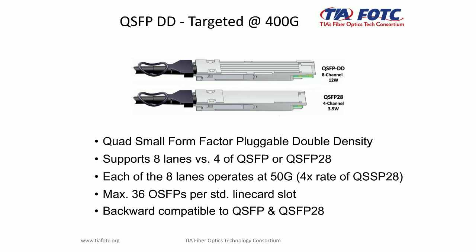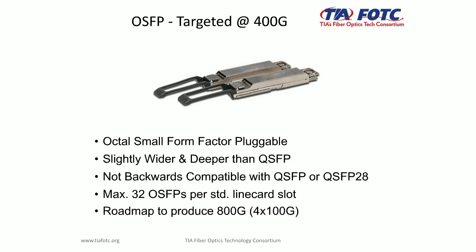This is a very high density solution. Compared to the CFP8 on the last slide, I can get 36 per line card. OSFP, which is another one, is called the octal small form factor pluggable. It's a little bit less dense, it's 32. Both of these, the OSFP and the QSFP double density, have roadmaps with multimode fiber to produce up to 800 gig.